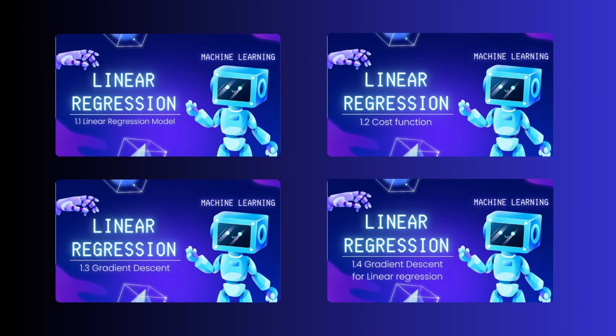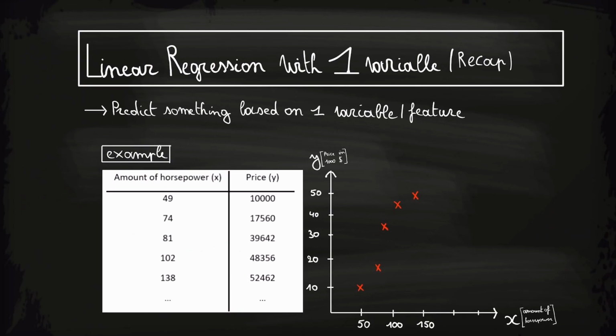Hello and welcome back. In the last 4 videos we spoke about linear regression with one variable, meaning that we tried to predict something based on one variable or feature. Like for example with this training set, where we tried to make a hypothesis that predicts the price of a car based on the amount of horsepower the car has. So we had one variable, namely the amount of horsepower. For example, if we plot these points on a graph, we get this.